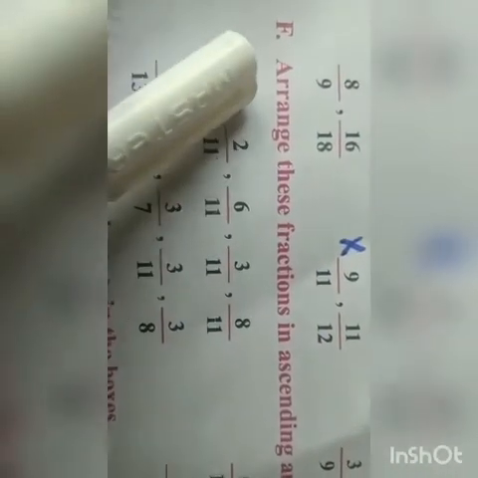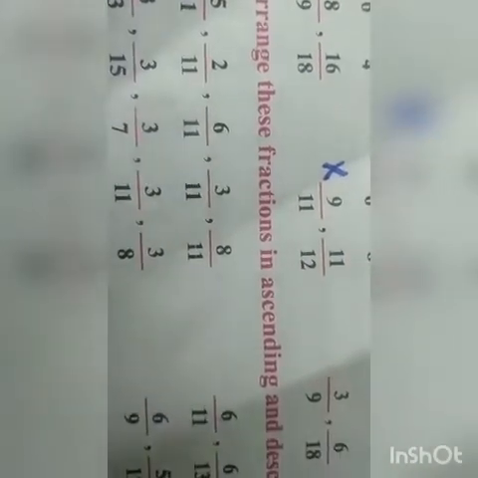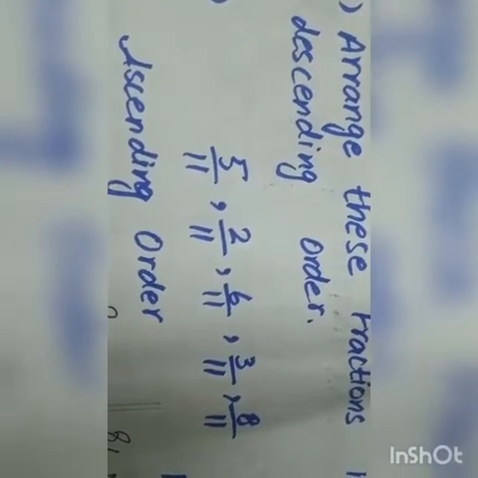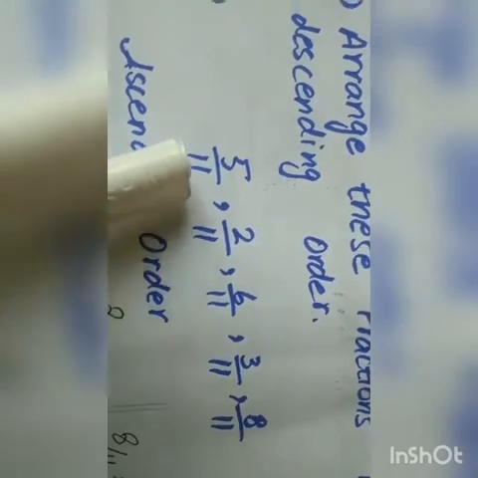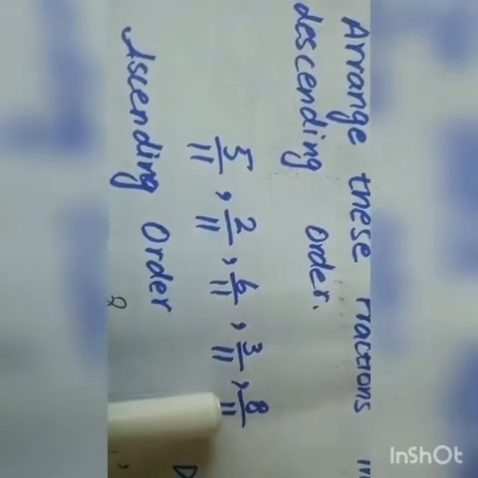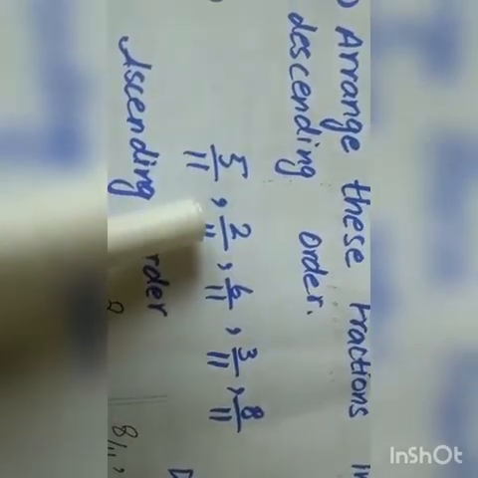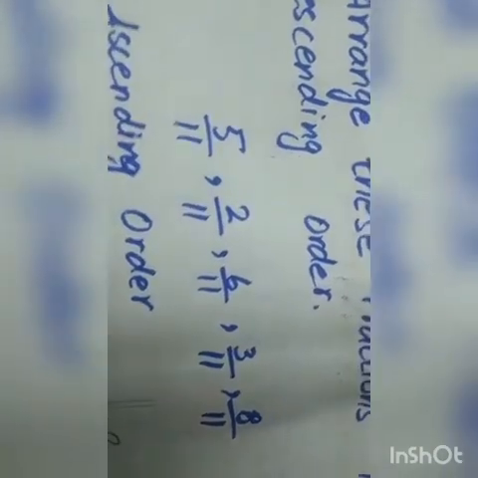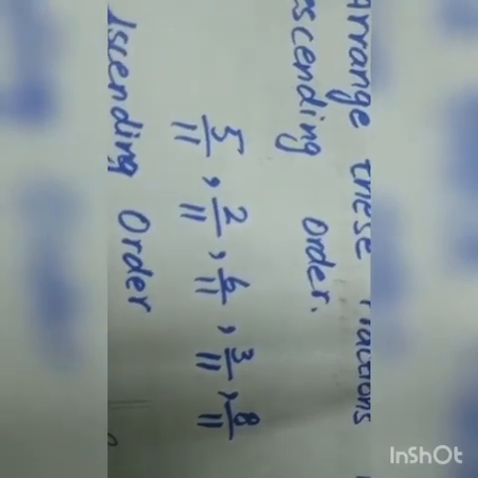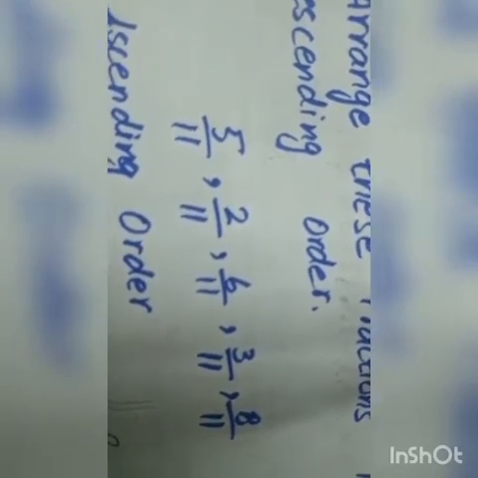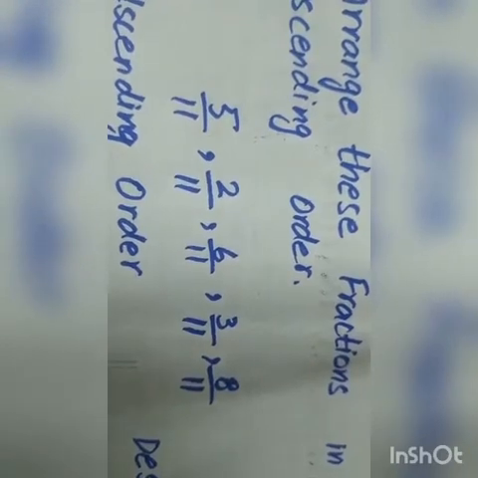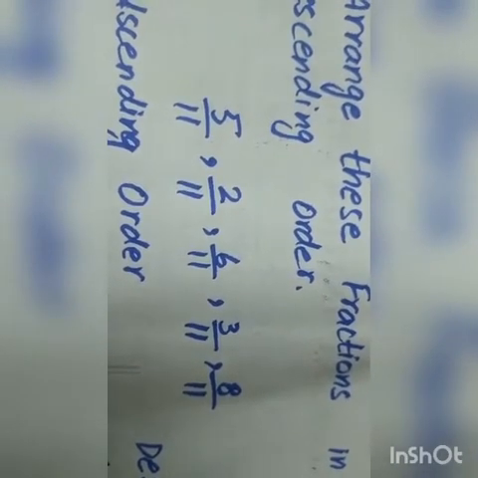Now come to part F. Arrange these fractions in ascending and descending order. As you can see, students, the values in the denominator are the same: 11, 11, 11, 11 and 11. Alright, so what is different? The numerator is different in each fraction. So we will compare the numerators to write in ascending and descending order.